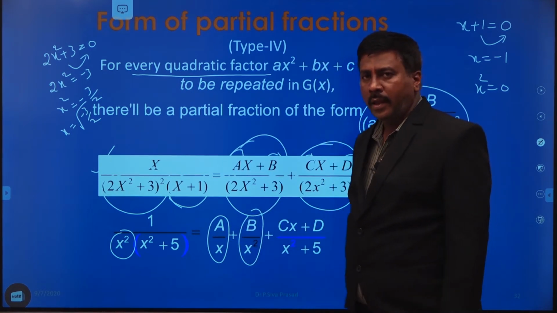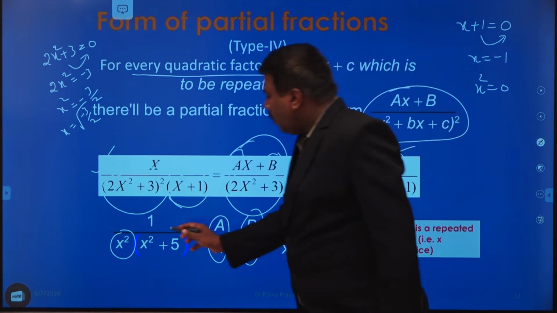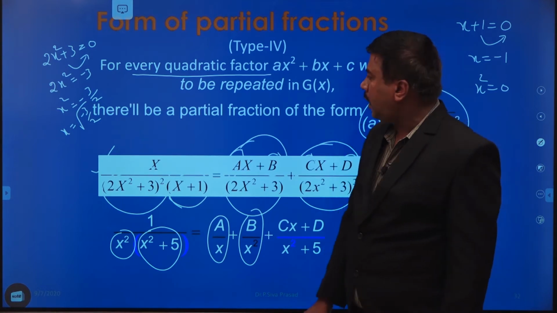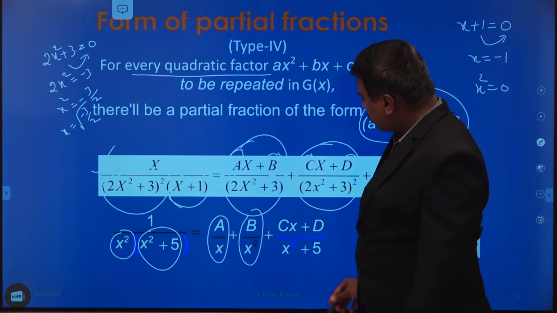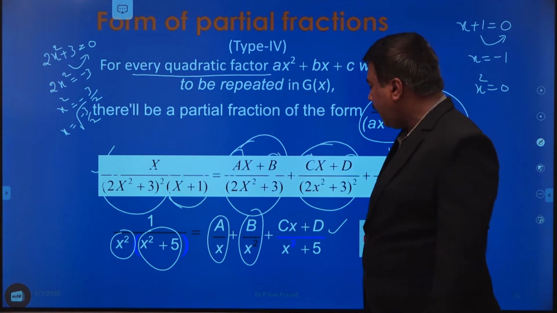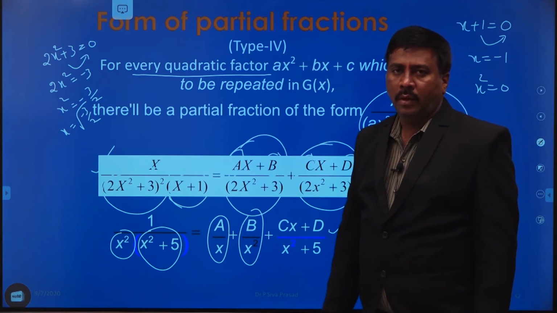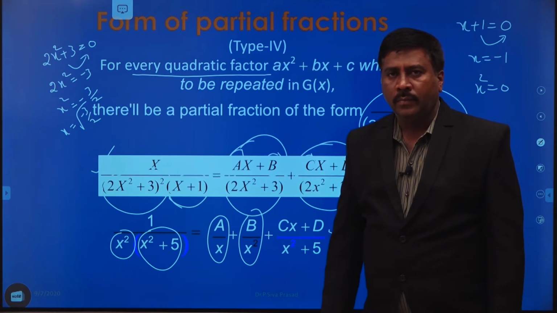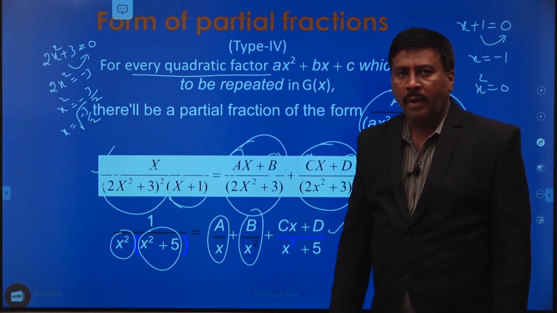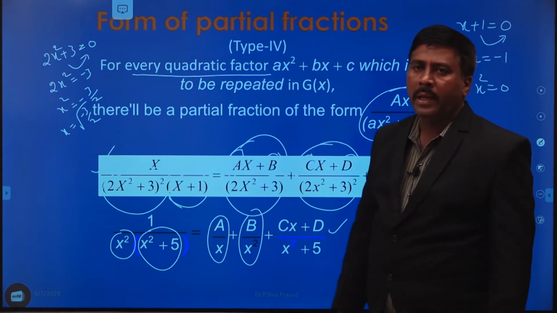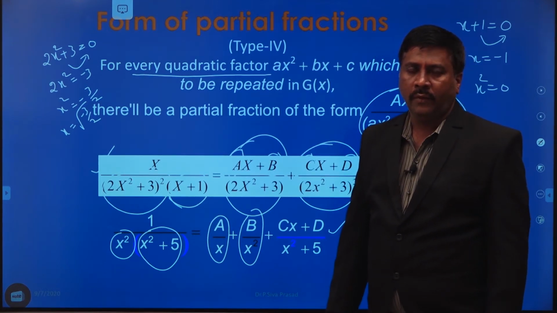A by x plus b by x square plus. Now, x square plus 5 is an algebraic factor or quadratic factor, which is non-repeated. Therefore, you have to consider the partial fraction in the form of cx plus d by x square plus 5, where a, b, c, d are the constants. Those values are to be found by using the previous technique, whatever you used to solve so many problems. The same technique you also have to apply here for finding the values of a, b, c and d. All of you caught the point?